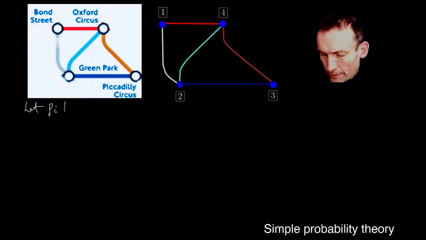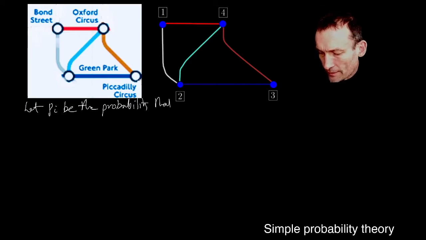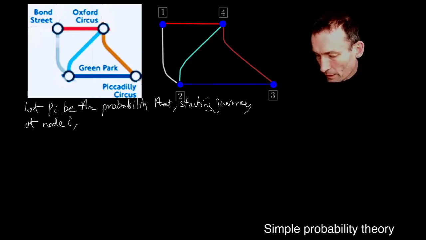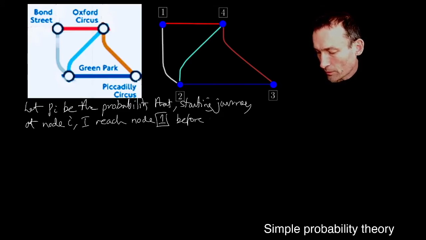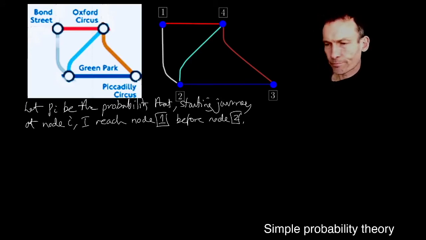Let Pi be the probability, okay, that starting the journey at node i, where i will be 1, 2, 3, or 4, that I reach node 1 before node 2. Okay?